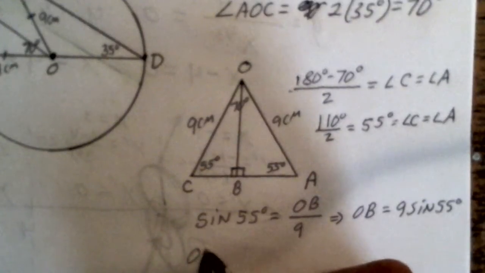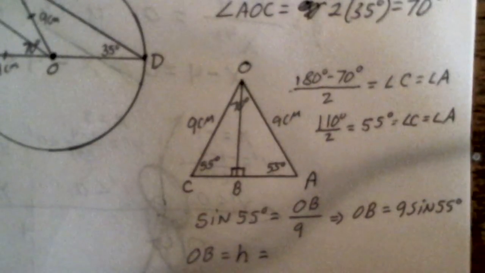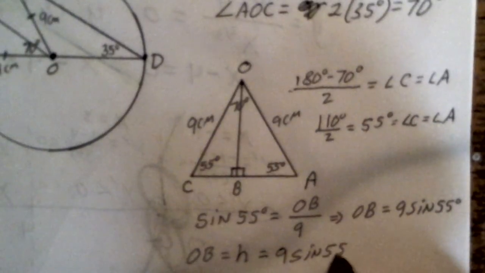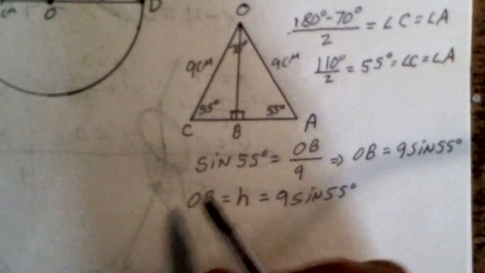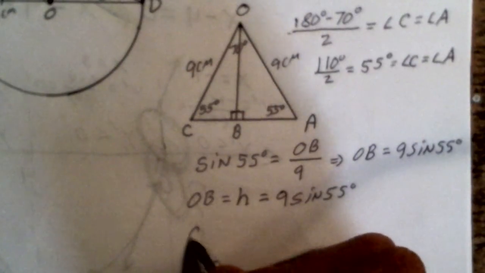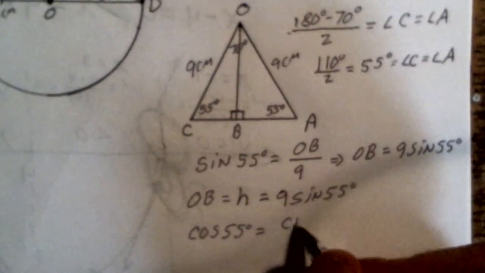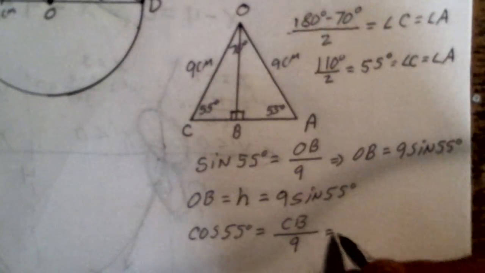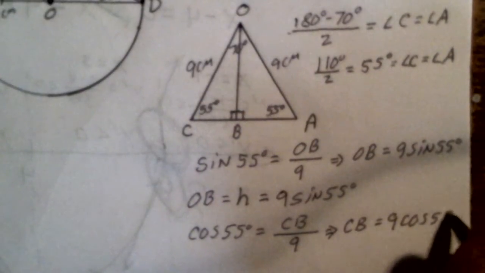So side OB is really the height of my triangle here. And the height of my triangle is therefore going to be 9 times the sine of 55 degrees. I can now find the length of side CB by using my 55-degree angle and the cosine function. So cosine of 55 degrees is equal to the adjacent side, which is side CB, divided by the hypotenuse. This implies that CB is equal to 9 times cosine 55 degrees.